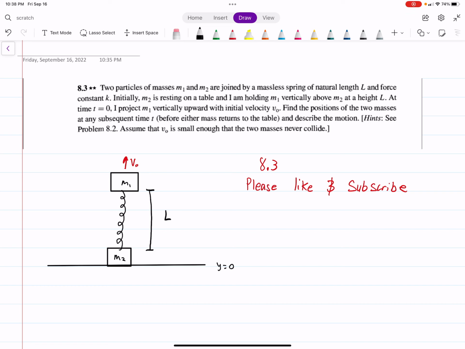This is problem 8.3 out of John Taylor's Classical Mechanics textbook.